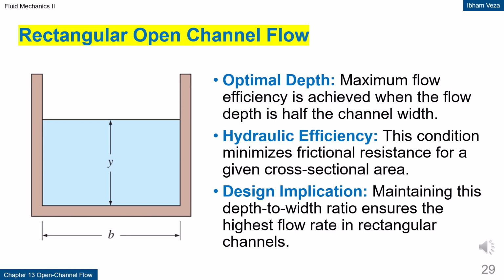Rectangular open channel flow. In a rectangular channel, there is an optimum depth condition for achieving maximum efficiency. This optimum depth occurs when the flow depth is equal to half of the channel width. Under this condition, the relative frictional resistance becomes minimal. As a result, the discharge that can be conveyed becomes maximum for a given area. This principle is often used in the design of simple artificial channels.